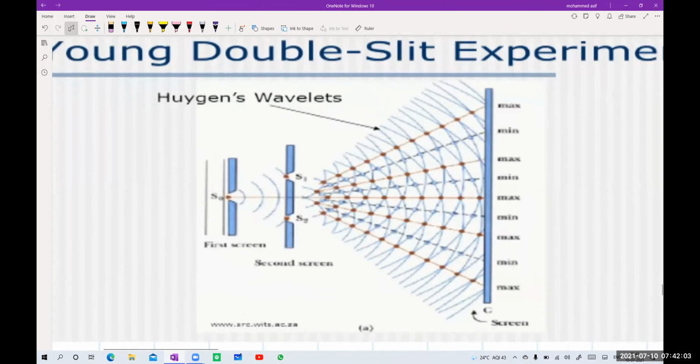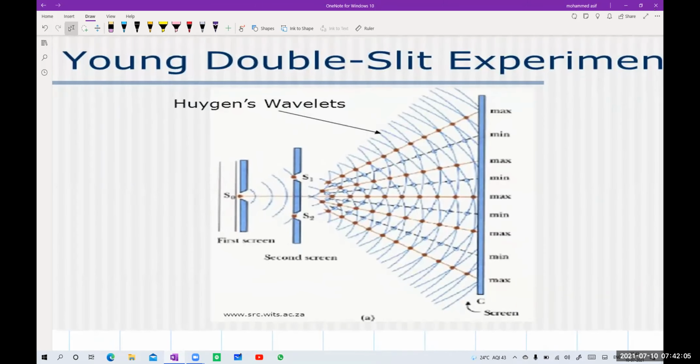This is the YDSE, the double slit experiment. From the parent source, the light is going like this. The moment it touches here, again from here the wavefronts form like this, and they intersect at some points. This is known as constructive interference, so we get the central maximum. Then here we are not getting anything, so that is known as minima.